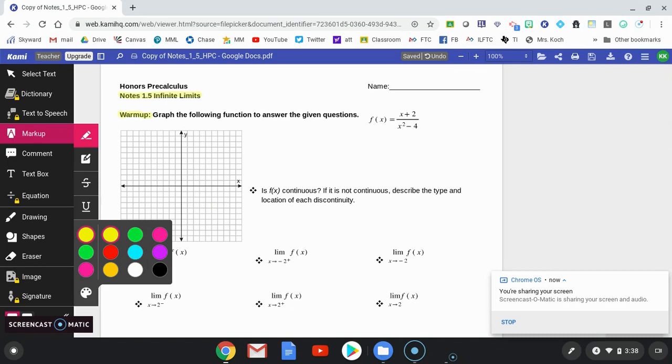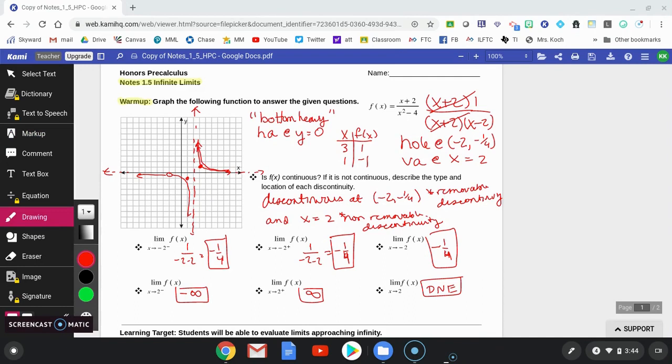Pause the video. I went ahead and simplified the function that was given to me. I found that I had a hole located at (-2, -4) and a vertical asymptote located at x = 2. I used a table of values to graph. Here I graphed my branches, and I noticed that I had that hole right there.